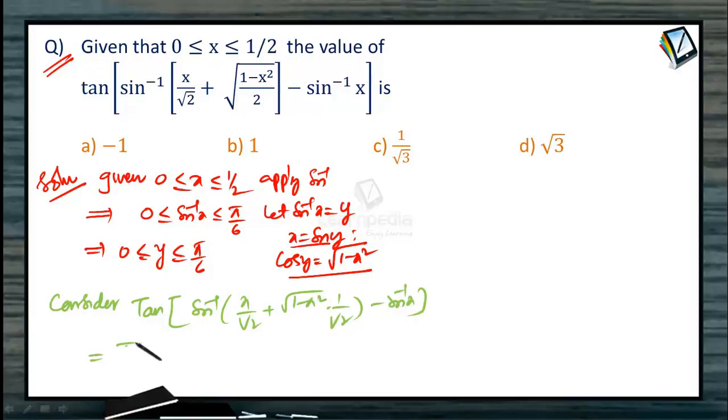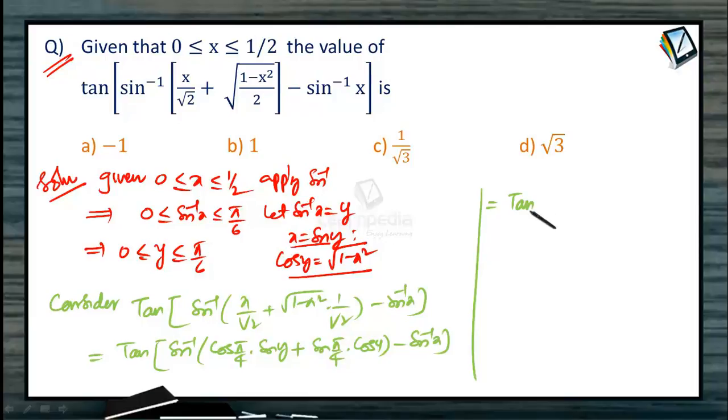Here I can write this as tan of sin⁻¹ of, 1/√2 I can write as cos π/4, into x, which I'll take as sin y, plus 1/√2 I can write as sin π/4, into √(1 − x²), which I'll write as cos y, minus sin⁻¹x. Further, this is in the form of sin A cos B plus cos A sin B. So I can write it as sin⁻¹ of sin of (y + π/4), minus sin⁻¹x, which is nothing but y.